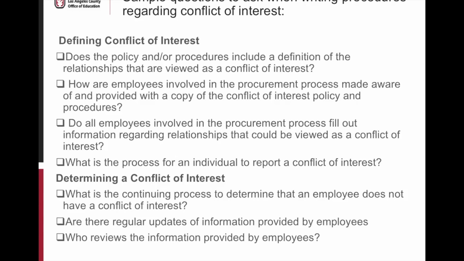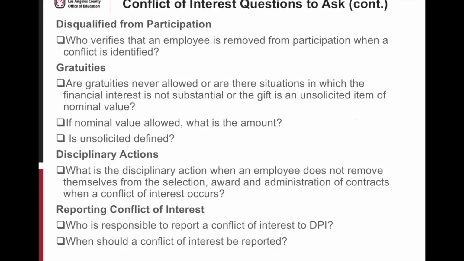Right. So some things to think about in terms of conflict of interest. And also disqualified, who verifies that the employee is removed from participation? You go through the process, but who's the final decider? And what about gratuities? Are they never allowed? Are they sometimes allowed? Is it nominal value? If it's nominal value, what is nominal value? What if it's unsolicited? We've had instances where people get a gift and they don't know what to do. Is that okay? You should have policies and procedures. Disciplinary action, if you don't recuse yourself, and what happens?